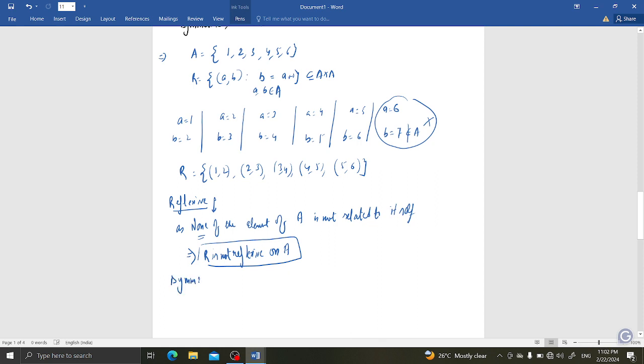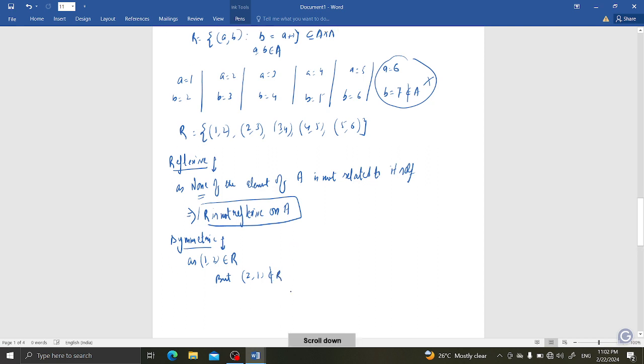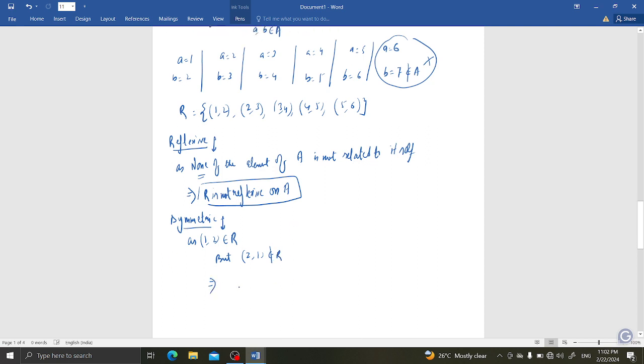For symmetric, what we need to check: as (1, 2) belongs to R but (2, 1) does not belong to R, this implies R is not symmetric. R is not symmetric on A.